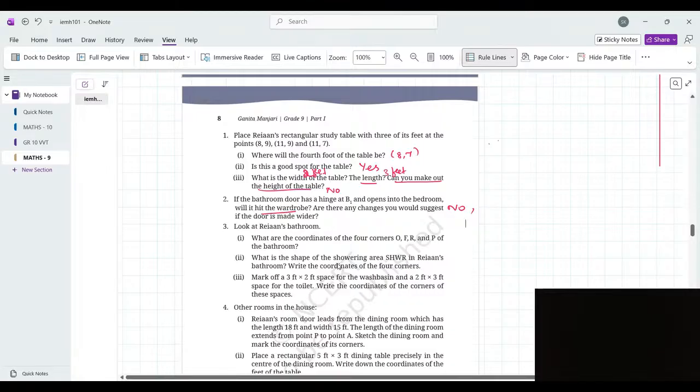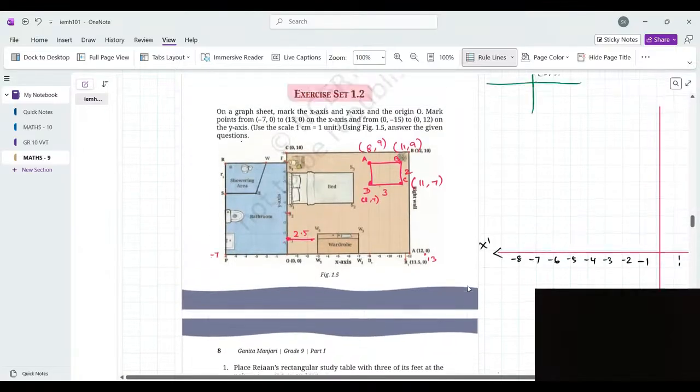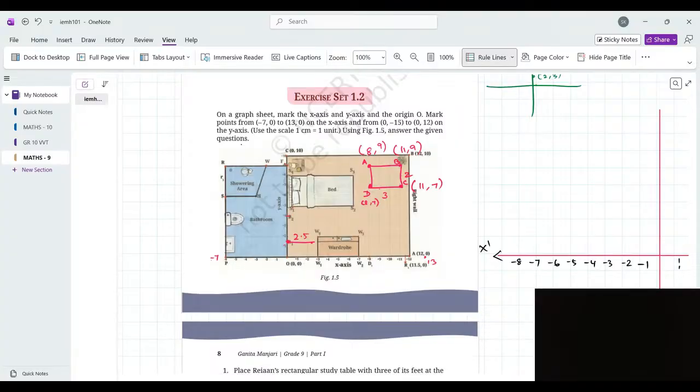Moving on to the next question. Look at Raymond's bathroom. What are the coordinates of the four corners O, F, R, and P? So let me have the diagram.